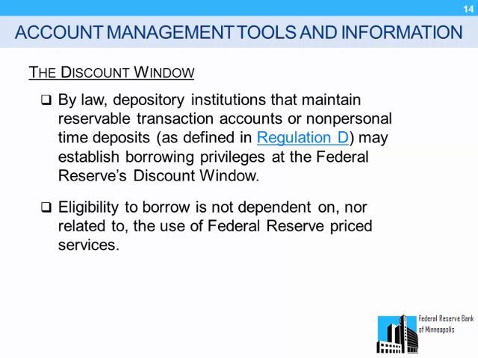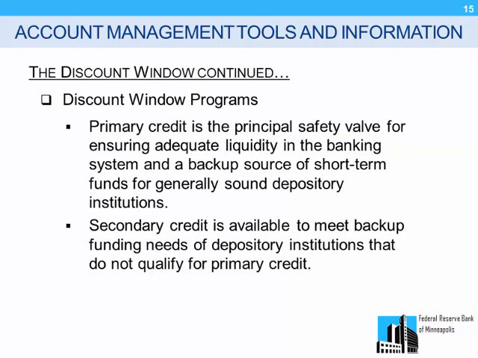So on the next slide, we'll talk about a couple of the loan programs available through the discount window. The first one is primary credit, which is intended as the principal safety valve to ensure adequate liquidity in the banking system. It's intended as a backup source of short-term funds for generally sound depository institutions. And by short-term, that usually means overnight. Secondary credit is what's available for the funding needs of DIs that don't qualify for primary credit. And use of secondary credit is very rare.